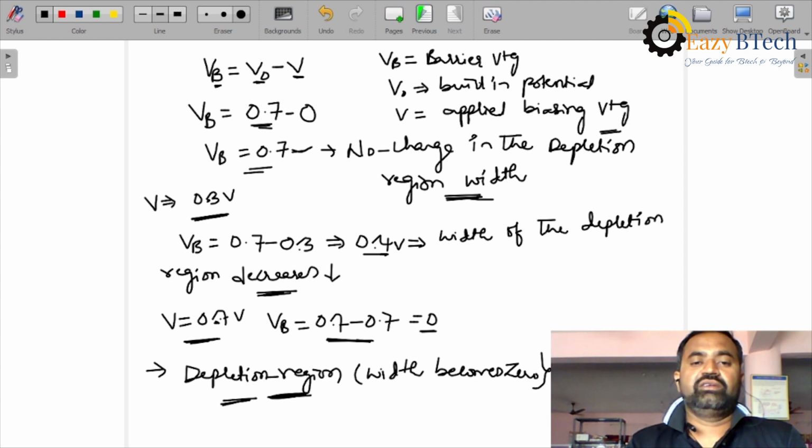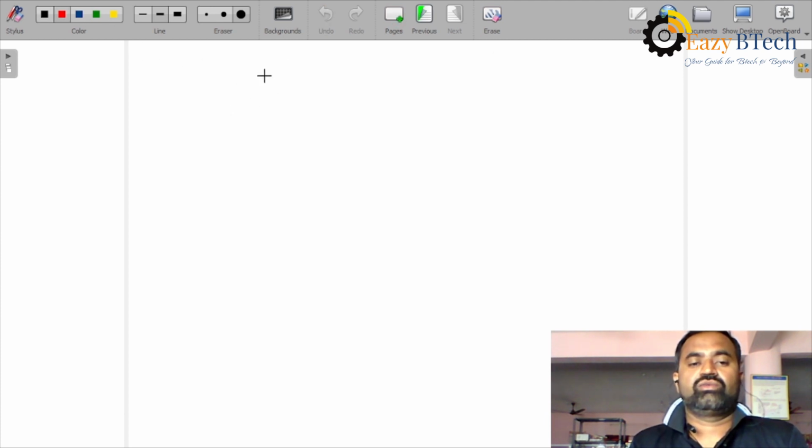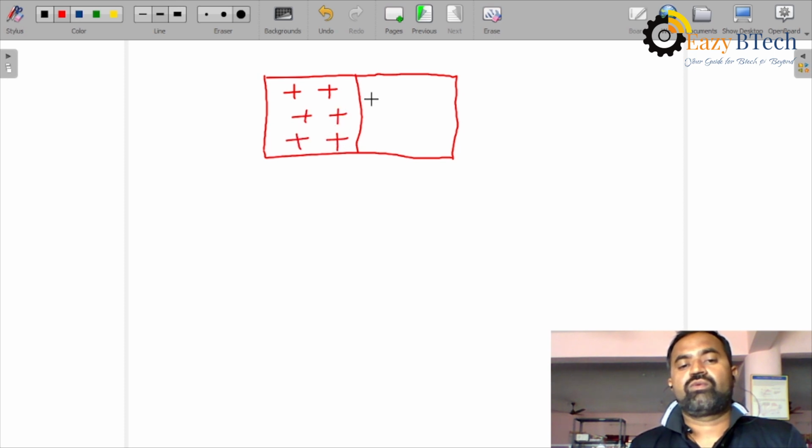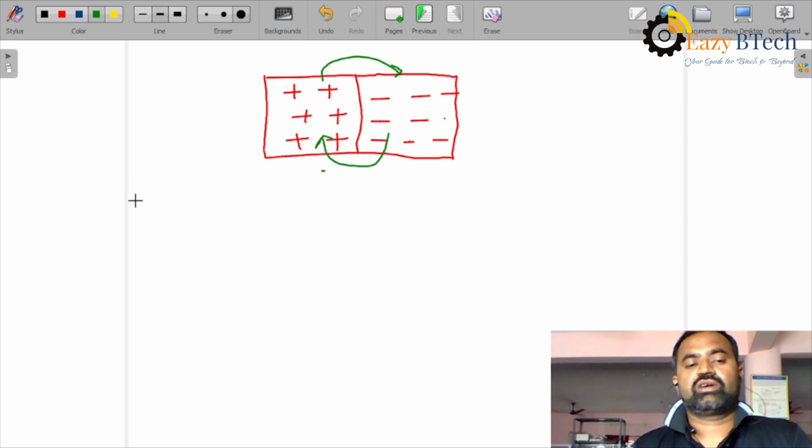Now at this condition, what happens? Now you can see here. Now these all are positive. This depletion region becomes 0. And some of the charge carriers cross this junction. Some of the carriers cross this side and some of the charge carriers cross this junction. Okay.